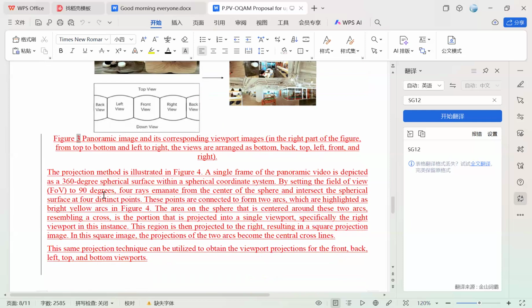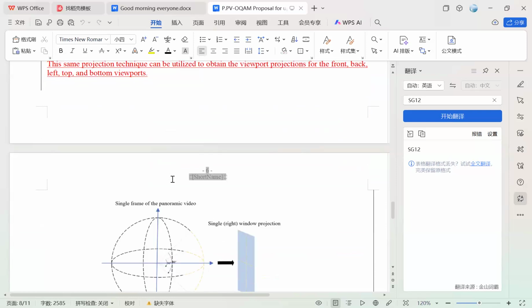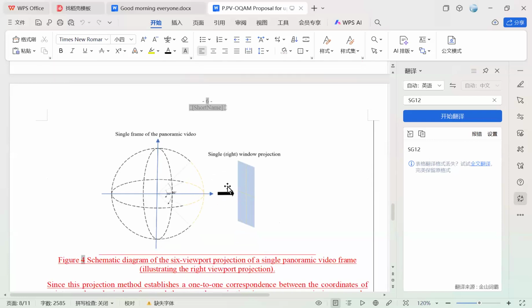The next part, we introduced projection methods. A single frame of the panoramic video is depicted as a 360-degree spatial surface with a spherical coordinate system. By setting the field of view to 90 degrees, rays emanate from the center of the sphere and intersect the spherical surface at two distinct points. These points connected form two arcs, which are highlighted as bright yellow arcs in figure 4.